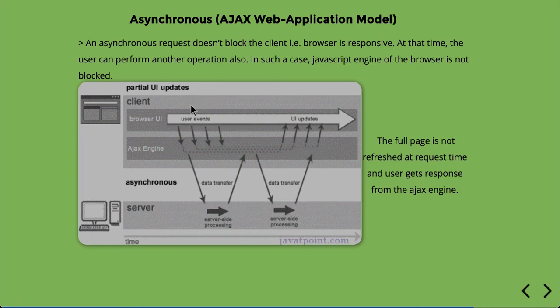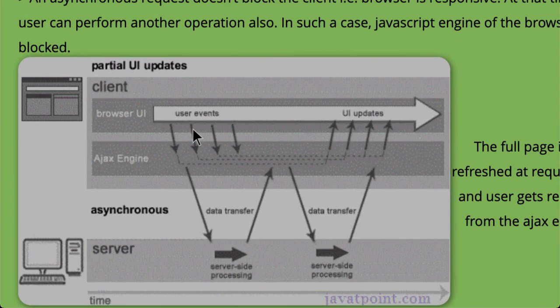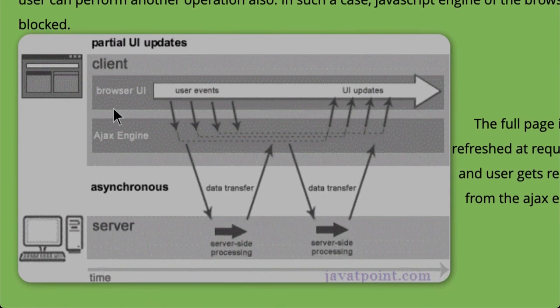It means, as you can see here, whenever the user's browser UI gets any event, like I need to update something, that event will go to the Ajax engine, and then the event will go to the server. The server processes it and transfers the data to the Ajax engine, and the Ajax engine will update only the specific UI, or respective UI, without reloading the entire page.